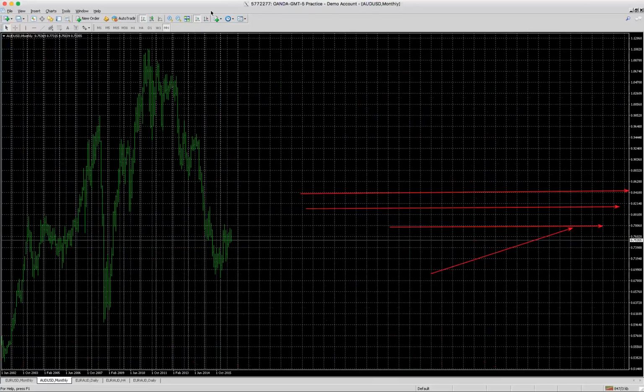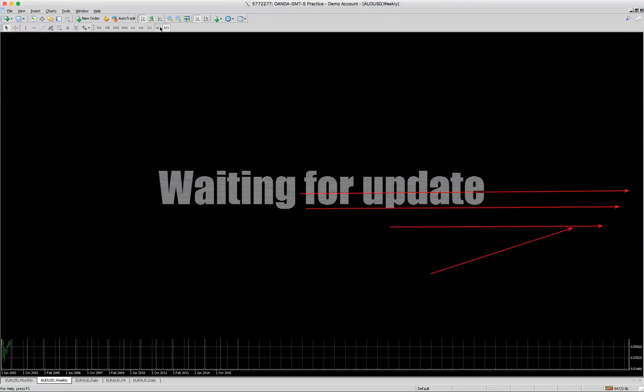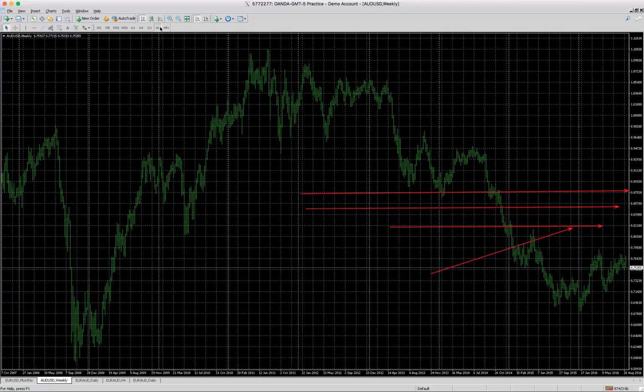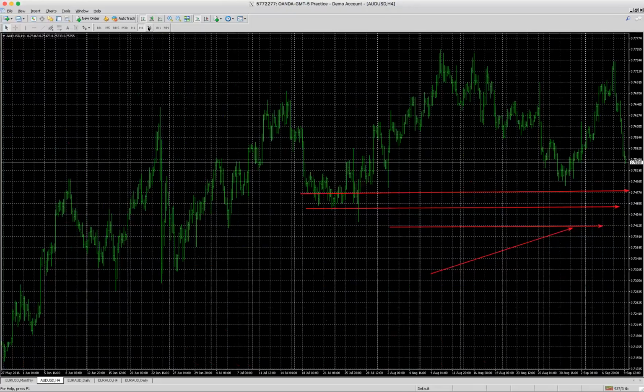Okay, so here's your monthly. Here's your weekly, I think it was. I need to get rid of view. Okay, so it had a pretty good drop right here. So here are the next levels.